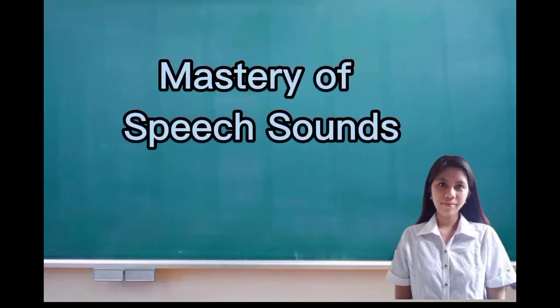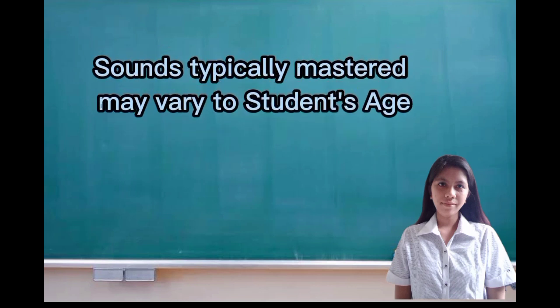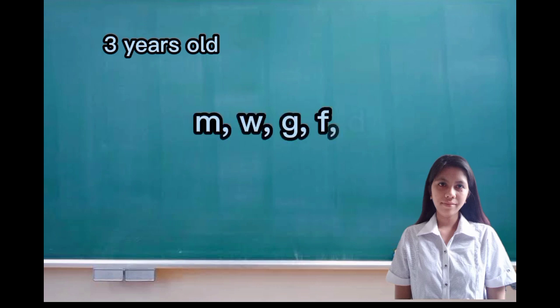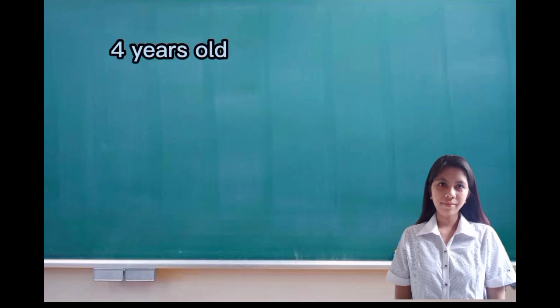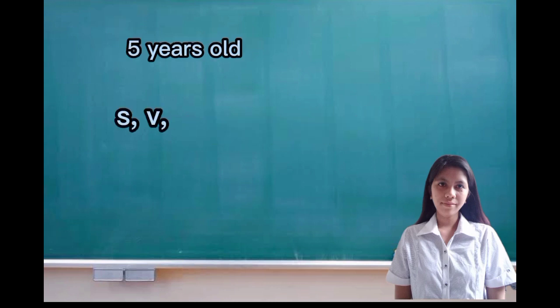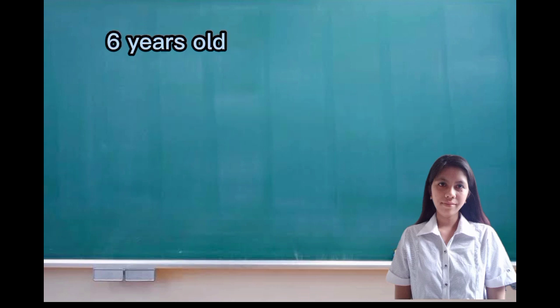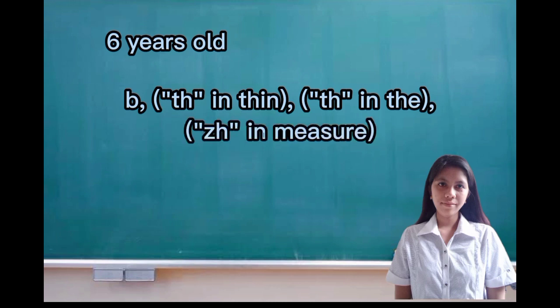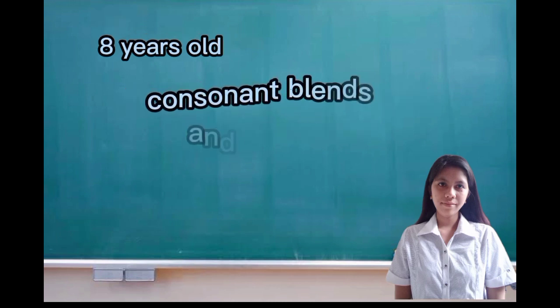Mastery of speech sounds. Sounds typically mastered may vary according to a student's age. 2 years old: P, H, N, B, K. 3 years old: M, W, G, F, D. 4 years old: T, Sh, J, and Y. 5 years old: S, V, Ng, R, L, G, Z. 6 years old: th as in thin, th as in the, and zh as in measure. 8 years old: consonant blends and clusters.